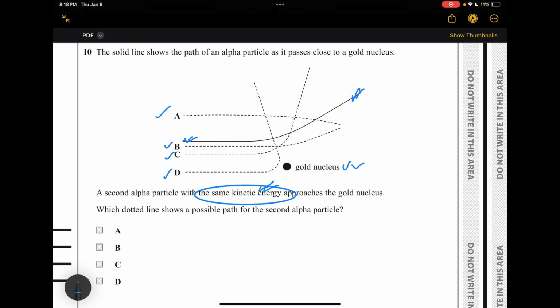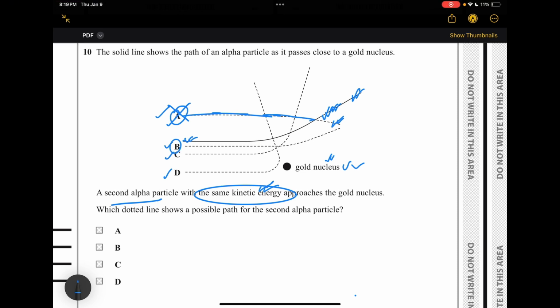If we look at part A, we have seen that the first alpha particle was deflected away, it was repelled, it was moving away from the gold nucleus. But here A is coming towards the gold nucleus, so it has an attractive force. It cannot be our answer because the same alpha particle will have a repulsive force, because the first one was repelled by the gold nucleus, but A is attracted. So A cannot be our answer.